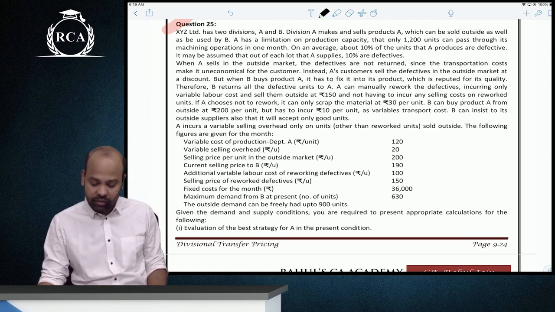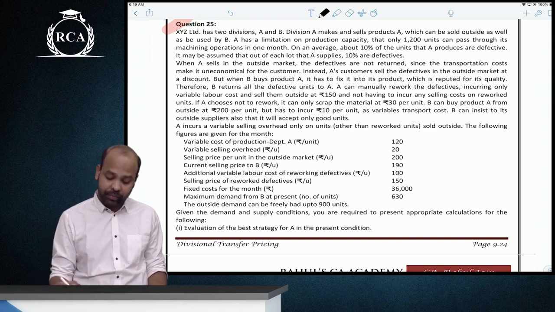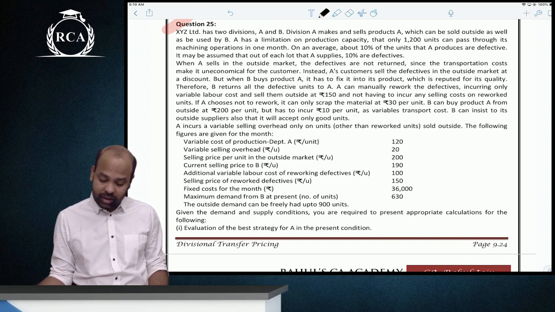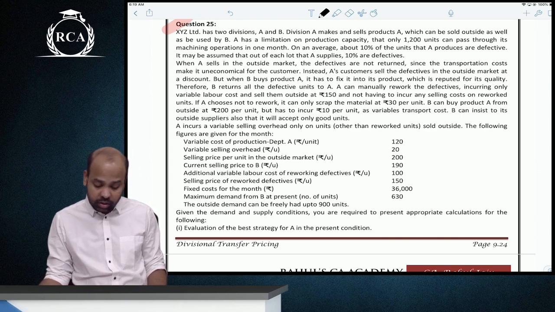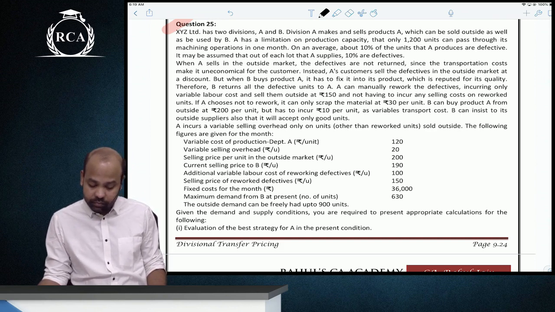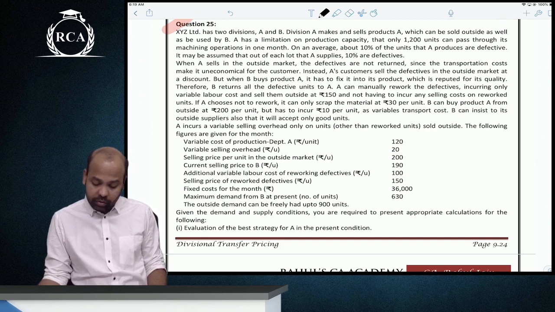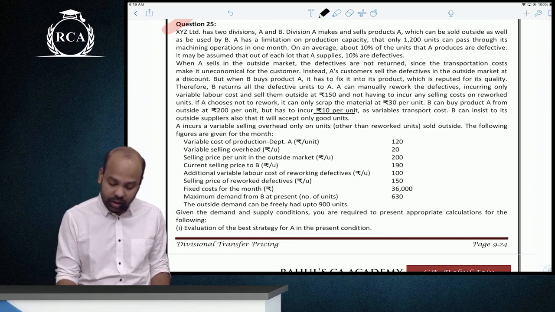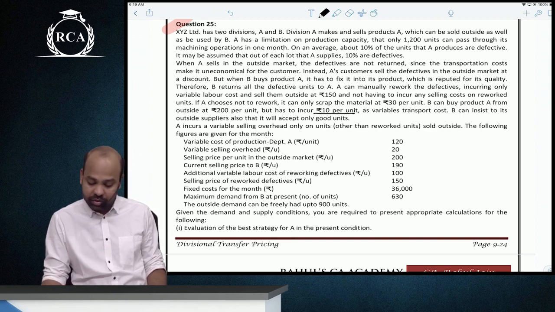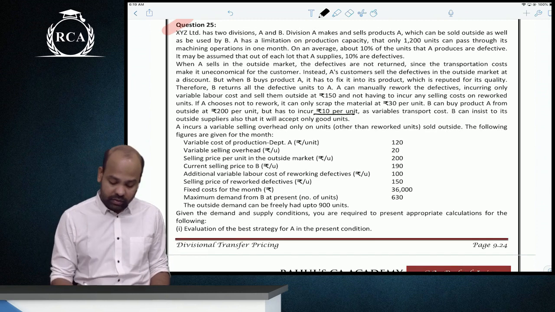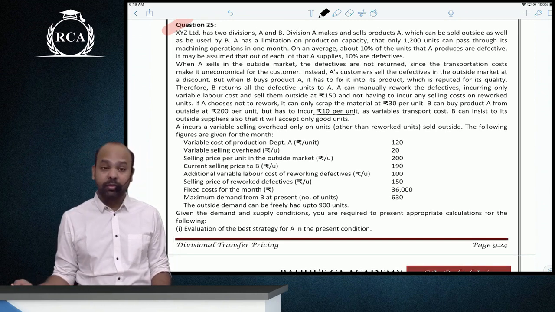A can manually rework the defectives, incurring only variable labor costs and sell them outside at 150, and not having to incur any selling cost on reworked units. If A chooses not to rework, it can only scrap the material at 30 rupees per unit. B can buy product A from outside at 200 rupees per unit but has to incur 10 rupees per unit as variable transportation cost. B can insist to its outside suppliers also that it will accept only good units.